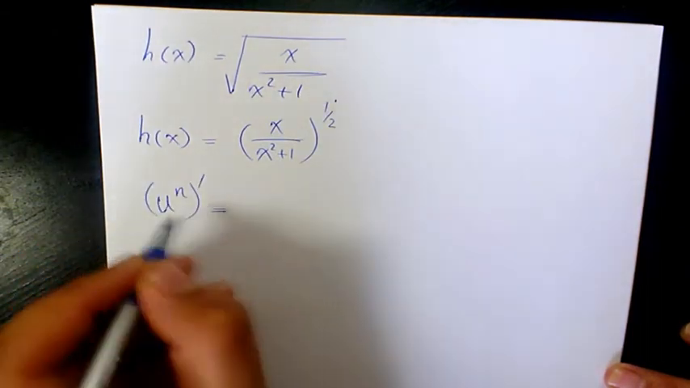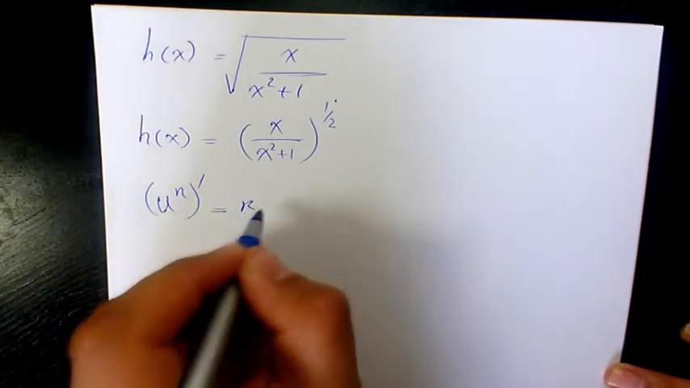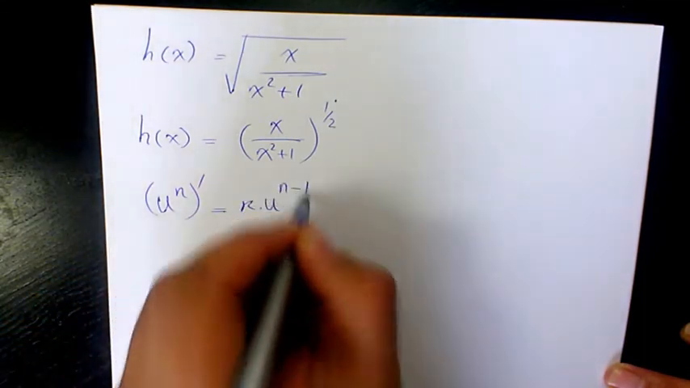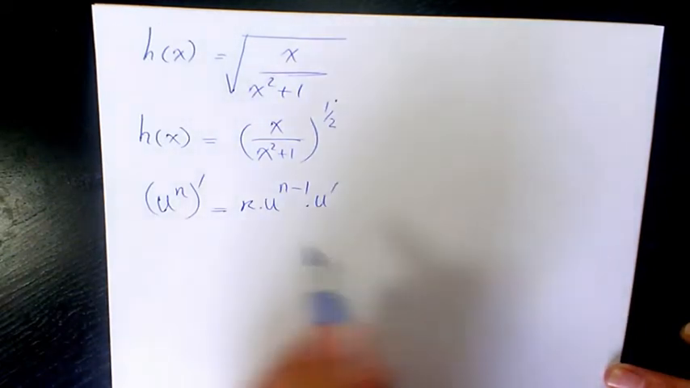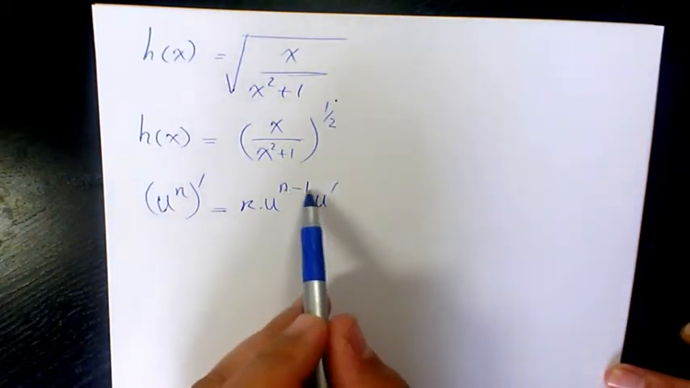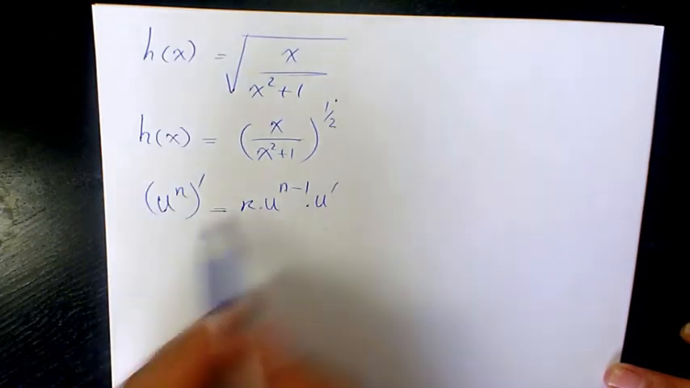And then I'm going to show you, u to the power of n, when u is a function of x, the derivative is going to be n times u to the power of n minus 1 times u prime. So we do exactly the same thing here.